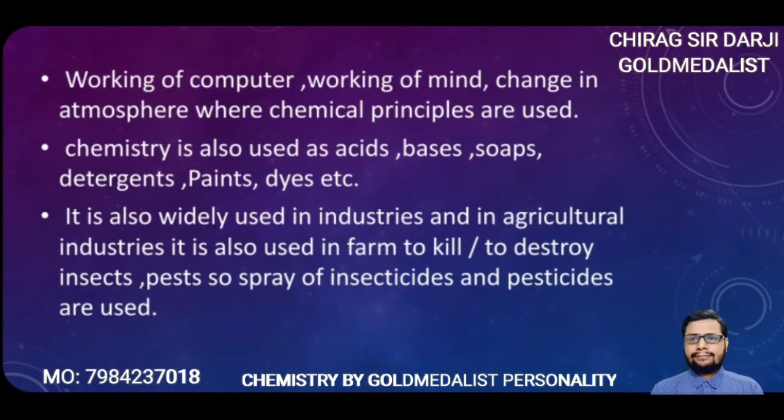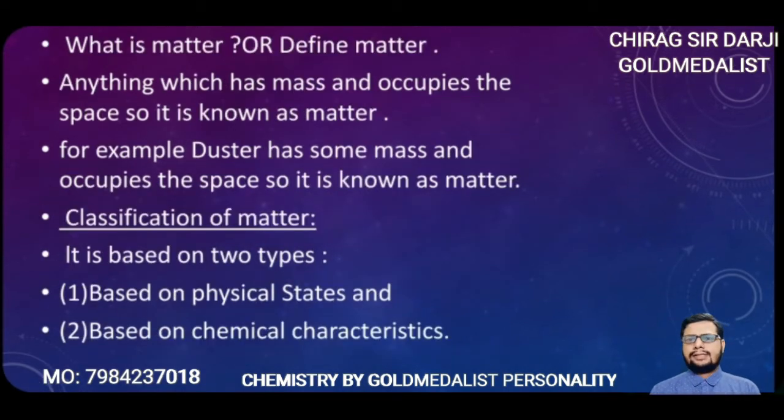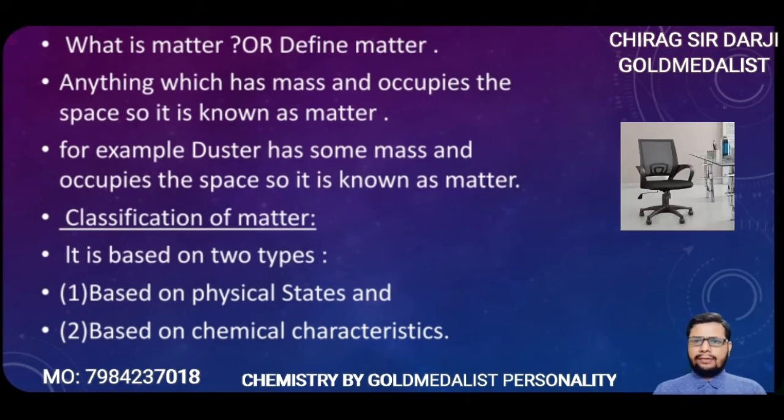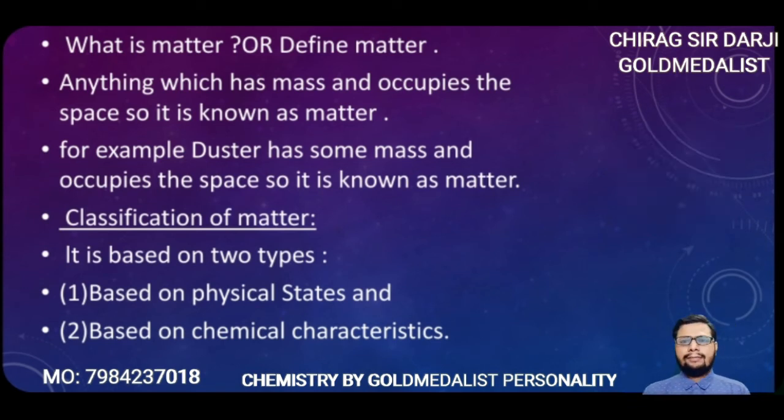To kill or destroy these insects or this type of pests, we use sprays of insecticides and pesticides. Now we are going to discuss matter and its classification. So what is matter? Anything which has mass and occupies space is known as matter. For example, a duster. A duster has some mass and occupies space, so it is known as matter. In the same way, the chair: it has some mass and occupies some space, so that's why it is known as matter.